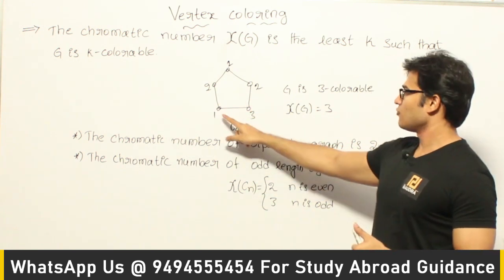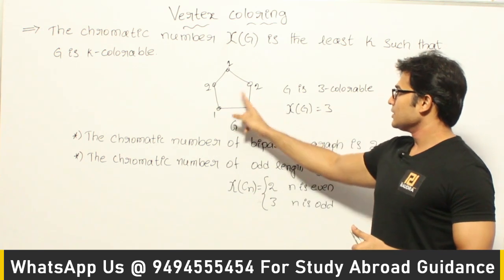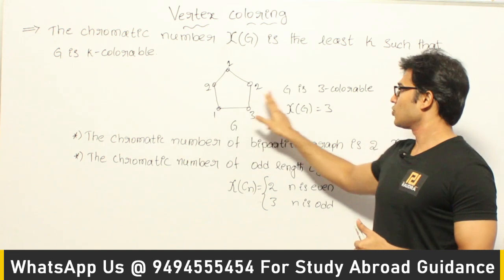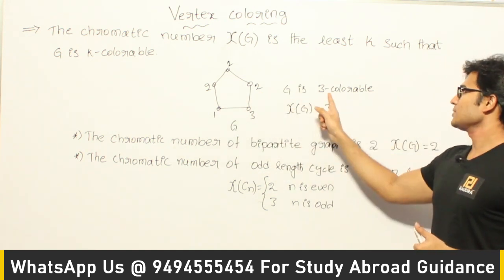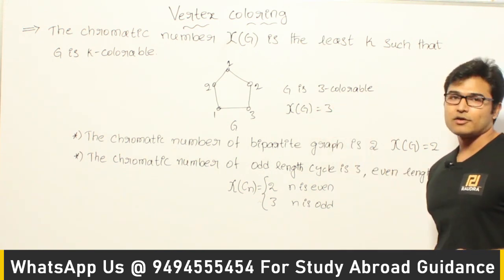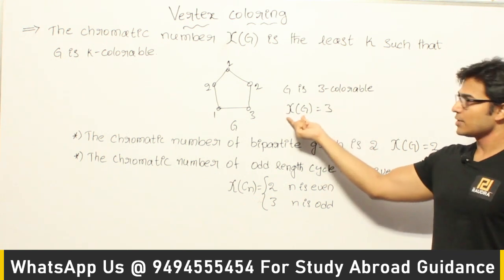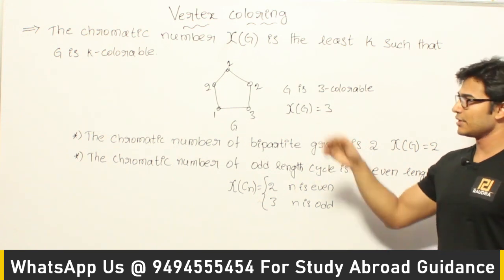So in this graph, you need 3 colors. The reason is vertices 1 and 2 are there, so definitely it requires 3. Therefore the chromatic number of this graph is 3, and the graph is also called 3 colorable. And anyway, if a graph is 3 colorable, it is 4 colorable, 5 colorable also. But what we are interested in is the chromatic number χ of G, which is the least number of colors we use to color it.